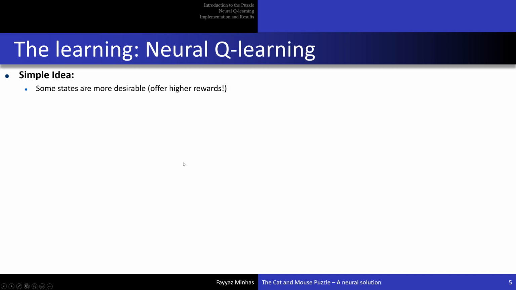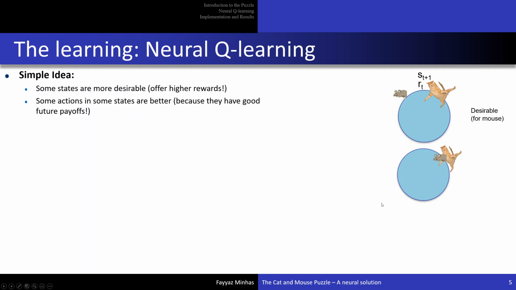So some states in a given system are more desirable than others. For example, if you see this cat and mouse game, then if the mouse escapes from the pond while the cat is far away, then this is a really desirable state for the mouse at least. On the other hand, if the cat is hugging the mouse, that is not so desirable for the mouse. Okay. So there are some states that are actually better than some other states.